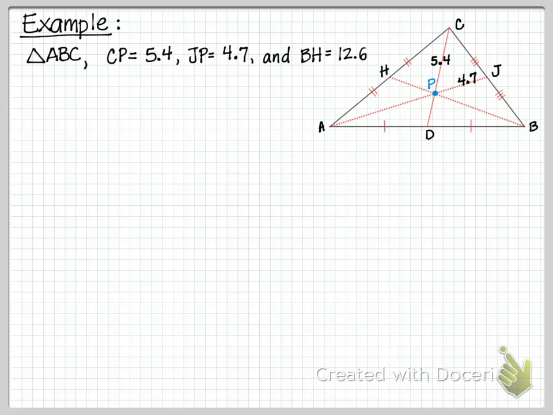So here's our example. We have this triangle with the 3 medians drawn in it, and we're given some measurements. We're given that CP, the longer portion of the median CD, is 5.4. We're given that the length of JP, the shorter portion of the median AJ, is 4.7. And BH, the entire third median, is 12.6. What we're going to find is CD, AP, and HP, which I highlighted in yellow in the diagram, so it'll be easier to tell when we get there.